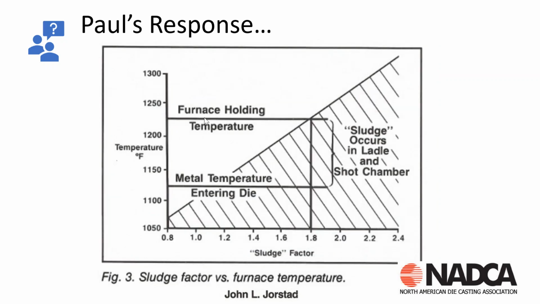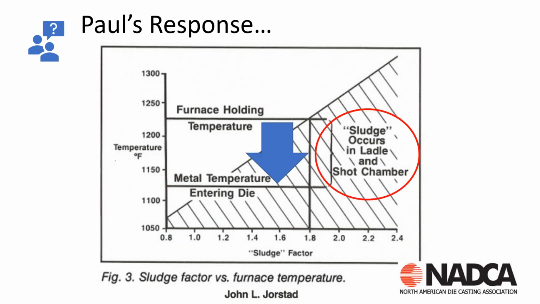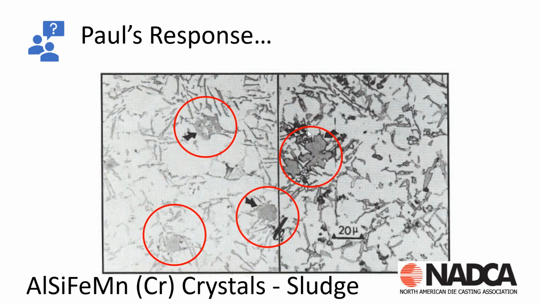So we can see that whether we've got our holding furnace temperature at 1.8 or our metal injection temperature, still maintaining that sludge factor at 1.8, we're going to get higher sludging here than here. Knowing what our sludge factor is, it's all going to be based on the iron, the manganese, and the chromium content. So we can see that metal temperature drop is going to increase sludging. These are sludge crystals. These are aluminum silicon, iron manganese, chromium crystals. And then these crystals form and they get injected into our die castings.